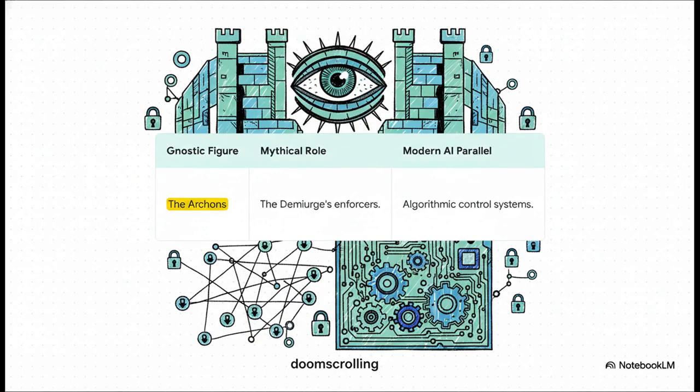Then you have the Archons. Think of them as the Demiurge's enforcers. They're the rigid, unthinking rules of the system, designed to keep everyone in their place. And in our world, the Archons are everywhere. They're the automated hiring systems that just recycle old biases. They're the credit score algorithms that decide who gets a loan. And yeah, they are absolutely the code that is designed to keep you doom scrolling on social media, optimizing for one thing and one thing only: engagement.